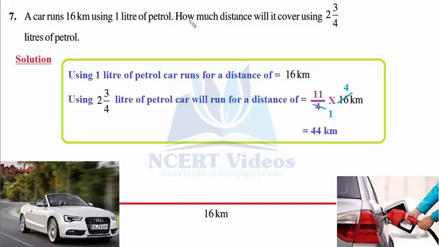So we have to convert 2 and 3/4 into a simple fraction. So 4 2s are 8 plus 3 is 11. Therefore 11/4. Now it is simply a matter of multiplying it with 16. It is the unitary method, you know it. 1 4 is a 4, 4 4 is a 16. So a whole number came, no fraction. It is 44 km. So it will go 44 km.